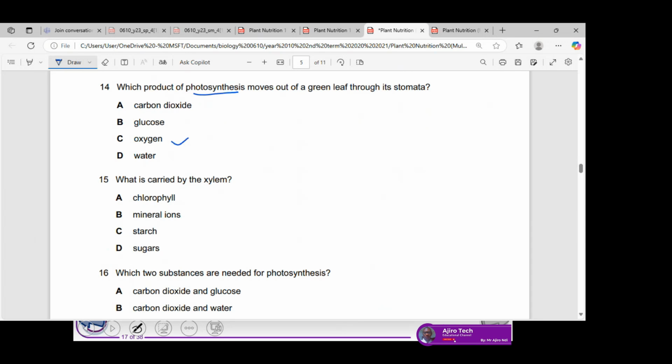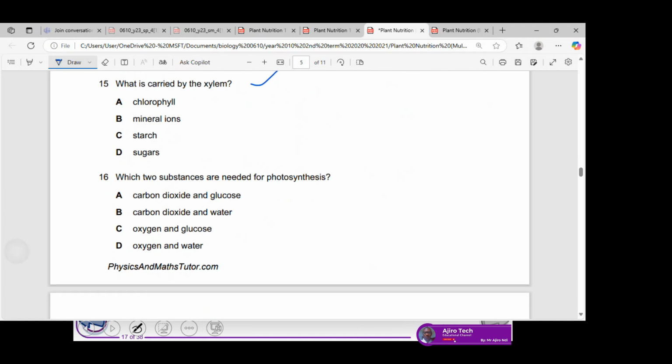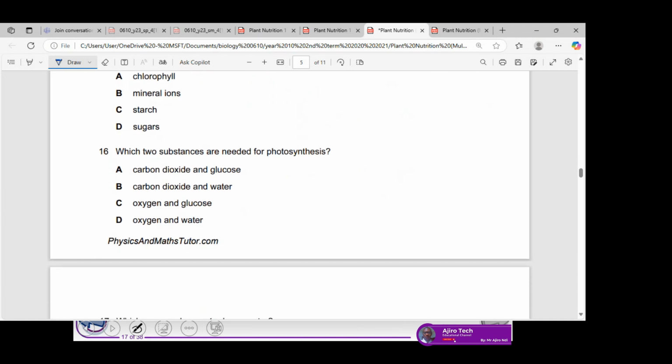If they said during respiration, what would be the answer? During respiration, yes, carbon dioxide. This says what's carried by the xylem. Water and mineral ions. So, very good. Which two substances are needed for photosynthesis?